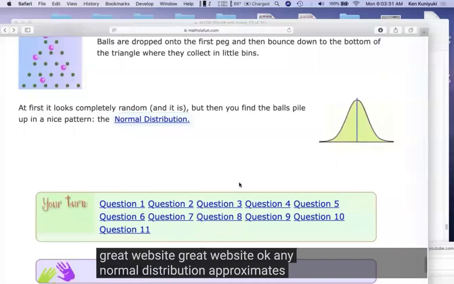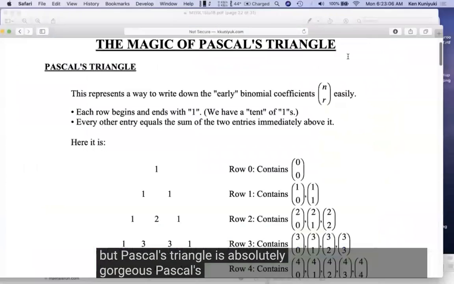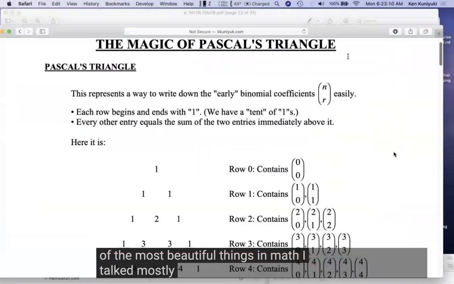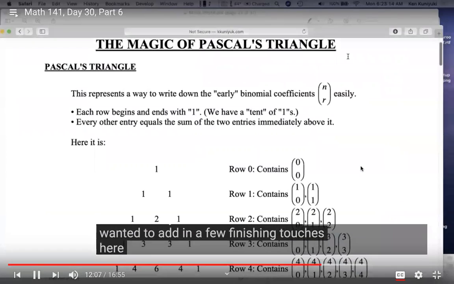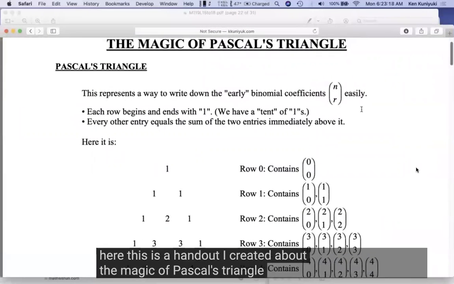Okay, and a normal distribution approximates that. But Pascal's triangle is absolutely gorgeous. Pascal's triangle, which is one of the most beautiful things in math. I talked mostly about it last time, but I wanted to add in a few finishing touches here. This is a handout I created about the magic of Pascal's triangle.